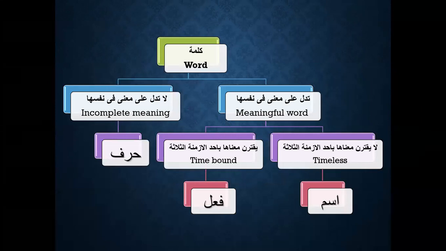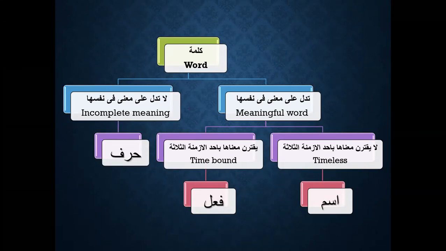So in Arabic, a word that has a meaning is called kalima. And it can have a complete meaning on its own, and it may have complete meaning, yet it needs some other agent to clarify its meaning to the fullest.